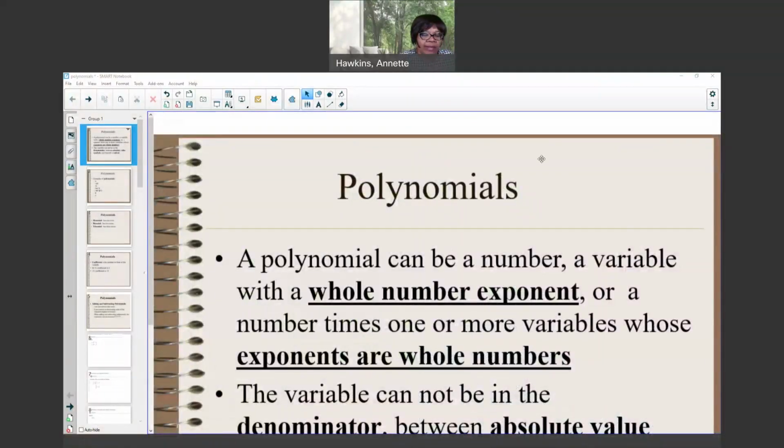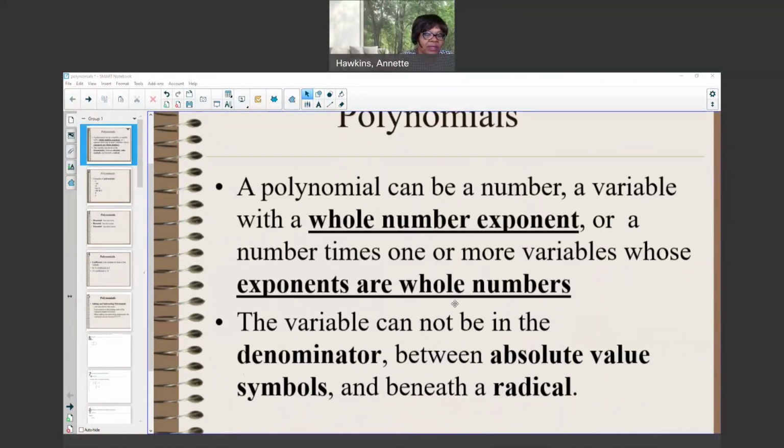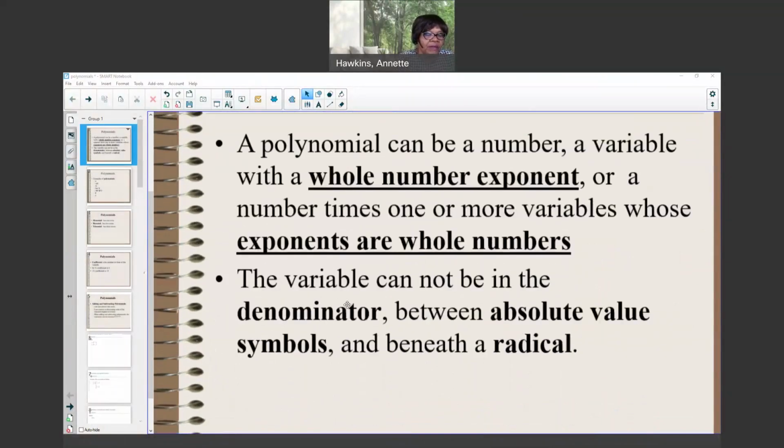Okay, let's talk about polynomials. A polynomial can be a number, a variable with a whole number exponent, or a number times one or more variables whose exponents are whole numbers. The variable cannot be in the denominator, between absolute value symbols, or beneath a radical.